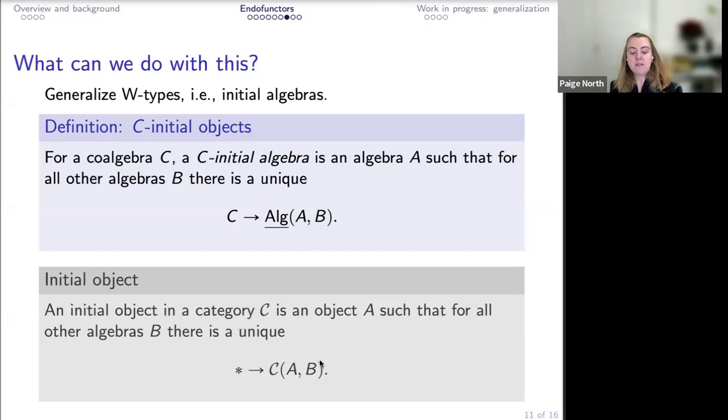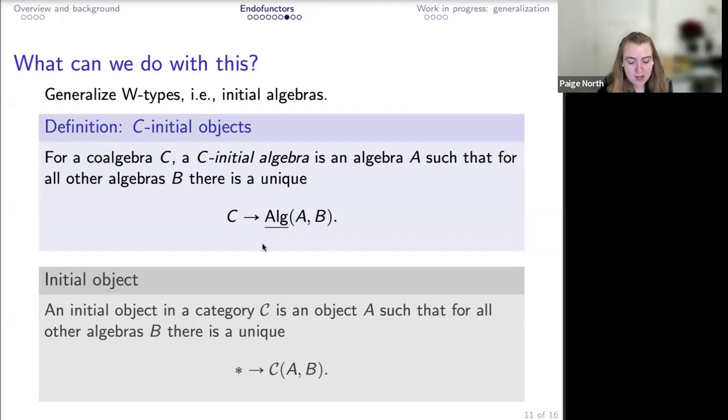So we want to think of an initial object to be an object A, such that for all other objects B, there's a unique morphism from the terminal set to this set of morphisms from A to B. By writing the definition of initial algebra in this way, I've exposed this thing that I might make into a parameter and change. Maybe I can say quickly that this is inspired by the notion of weighted limit or colimit, but it's not exactly the same.